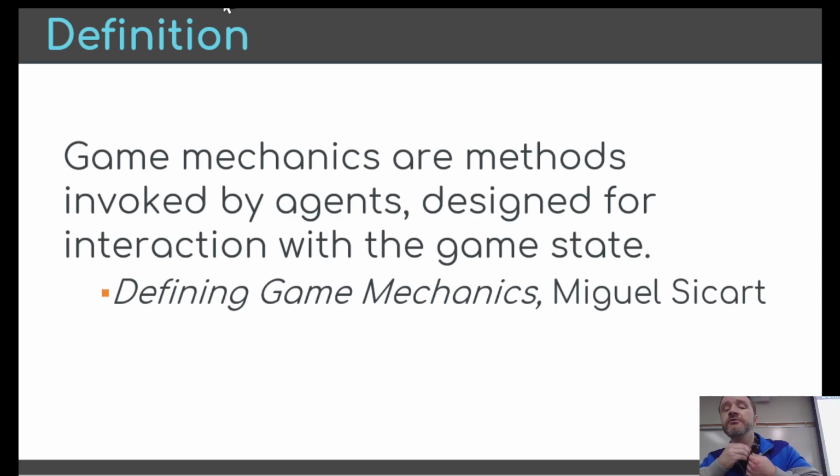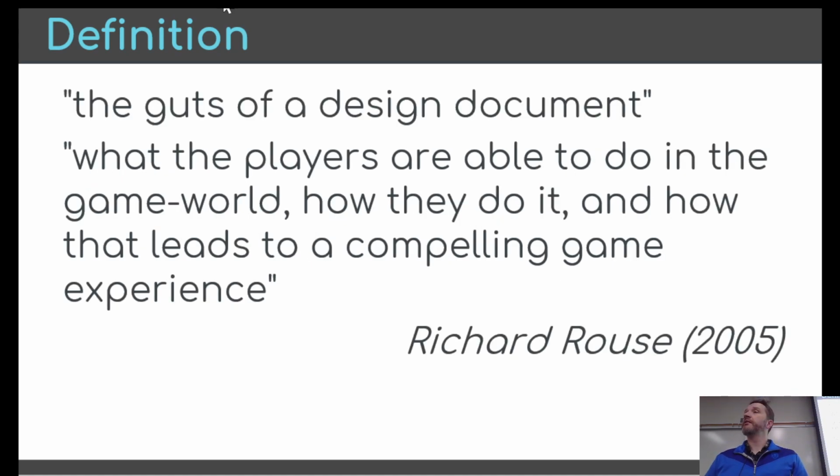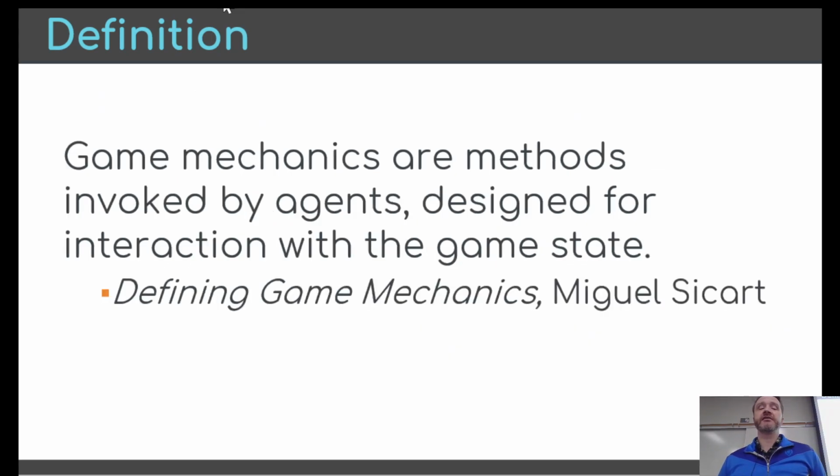This is a very agent-based definition. This fits well into the world of computer science and digital games. Methods, agents, interaction, state. All very digital. Here's another version. The guts of a design document. What the players are able to do in the game world, how they do it, and how that leads to a compelling game experience. So, how would you contrast Roos's definition of game mechanics versus Sicart's?